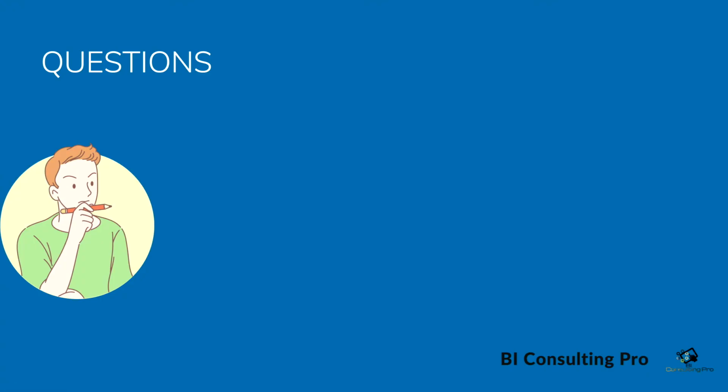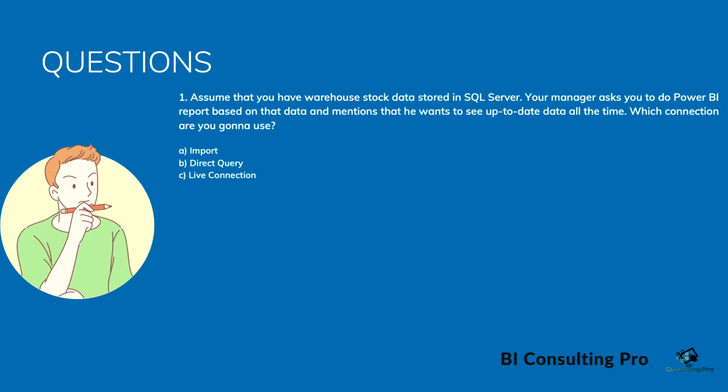The very first question: assume that you have warehouse stock data stored in SQL Server. Your manager asks you to build a Power BI report based on that data, and mentions that he wants to see up-to-date data all the time. Which connection are you going to use? You have to choose the answer from these three options: import, DirectQuery, and live connection.